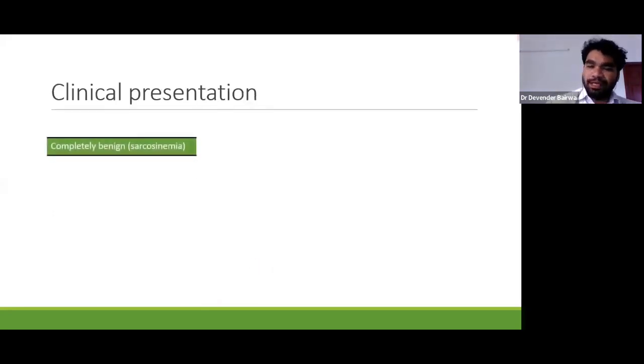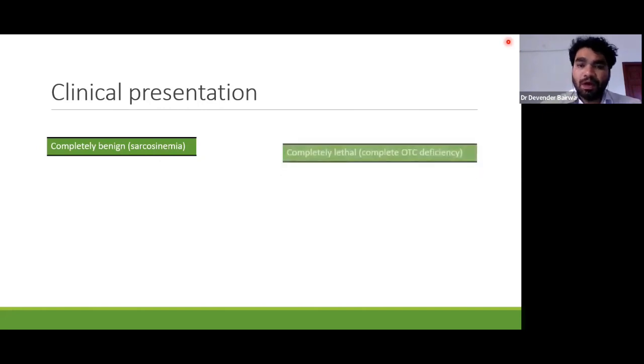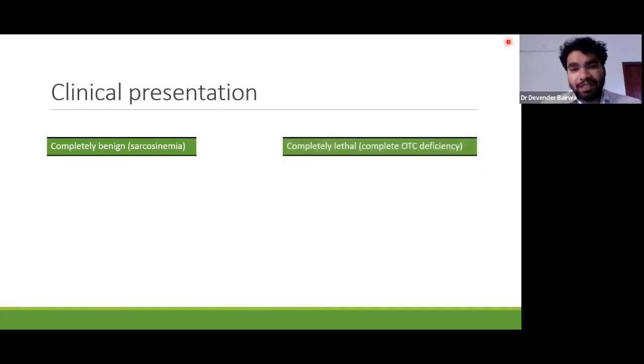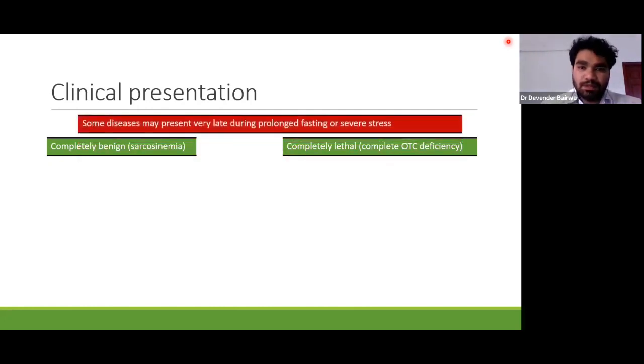So how do these diseases generally present? As we have already discussed, at one end of the spectrum we have conditions which are completely benign, like sarcosinemia. There can be a defect, but there is no evident clinical manifestation. At the other end, we can have a completely lethal picture. Complete ornithine transcarbamylase deficiency is actually lethal. These infants won't survive.